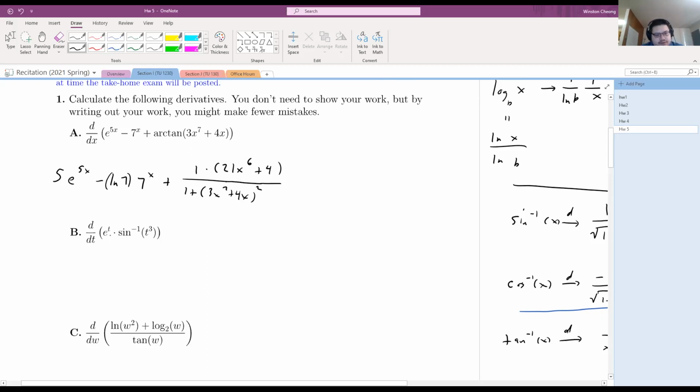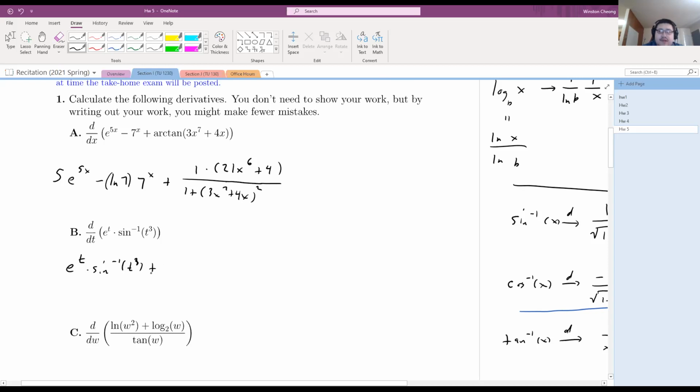For part B, you should see that this is a product rule because it's a product of two different functions. The easier function to take the derivative of is this exponential, so we may as well think of that first. If I take the derivative of the exponential, I'm just going to have e to the t, and then we copy down the other guy. Okay, so it looks like nothing happened.